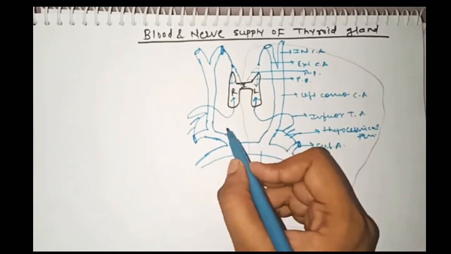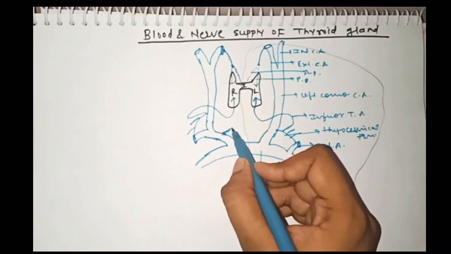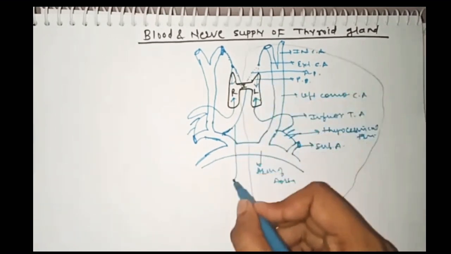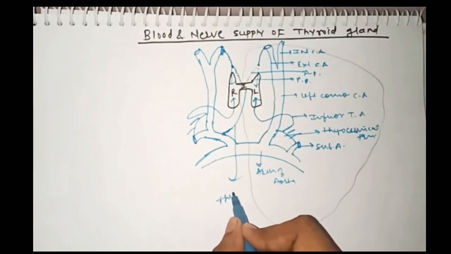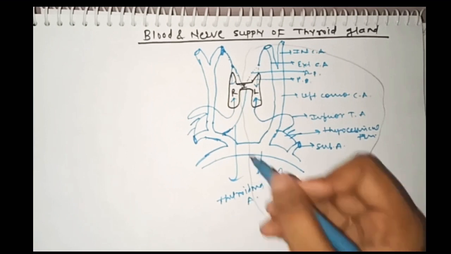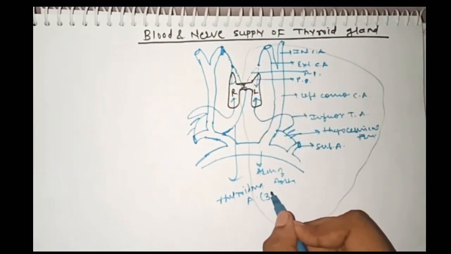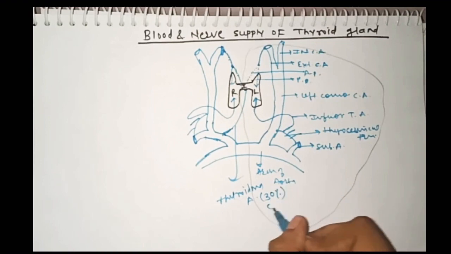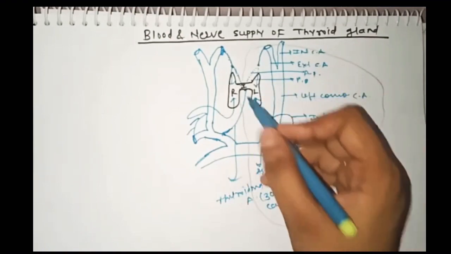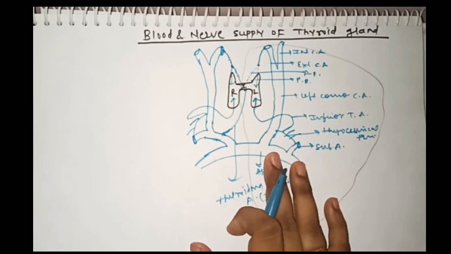One important thing is that there is one artery which arises directly from the brachiocephalic trunk, known as the thyroidea ima artery, which supplies the isthmus of thyroid gland, but it is seen in only 30% of cases, not in all patients. So this is all about the blood supply of thyroid gland.